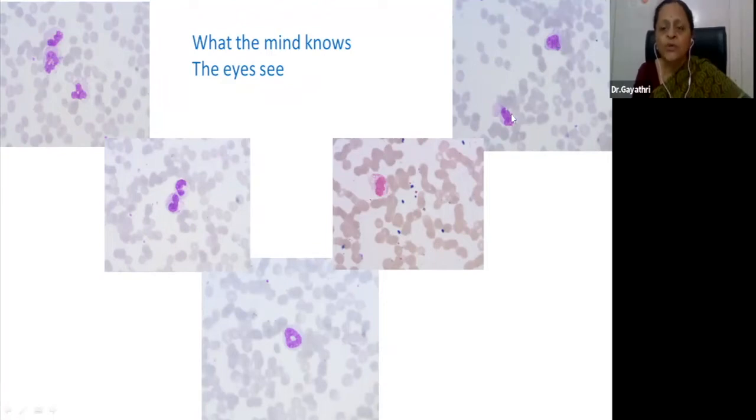These two could be monocytes. This one could be a monocyte. This one could be a granulocyte. We don't know. In fact, is this a metamyelocyte? Is this a myelocyte? What is it? Is it a granulocyte at all? What is this? Is this a monocyte? Is this a binucleate cell? What is it?